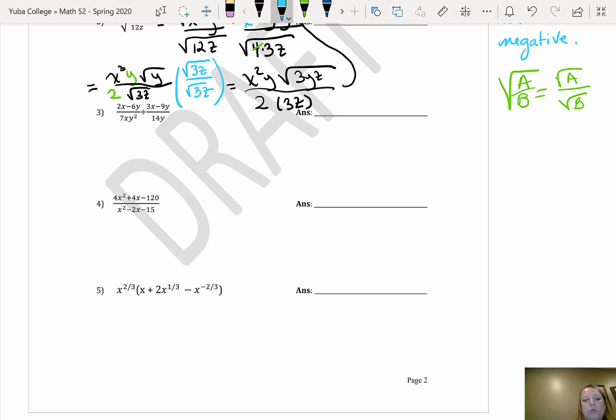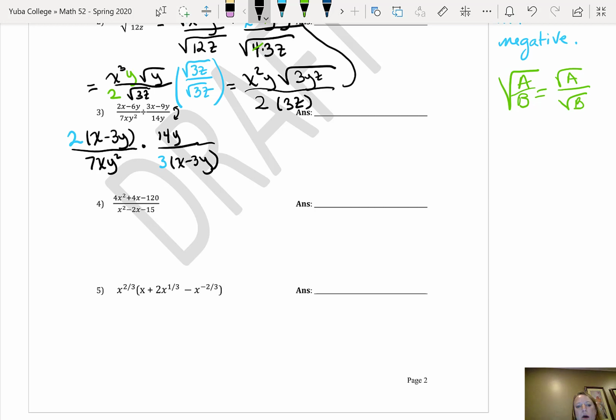So notice that we can pull a 2 out of our numerator, and so if we factor out a 2 from our numerator, we're left with x minus 3y all over this 7xy squared times, so flipping the second fraction, 14y we have in our numerator, and then in our denominator I'm going to pull out a 3, and pulling out a 3 I'm left with x minus 3y.